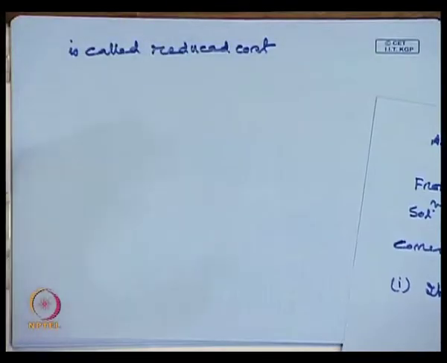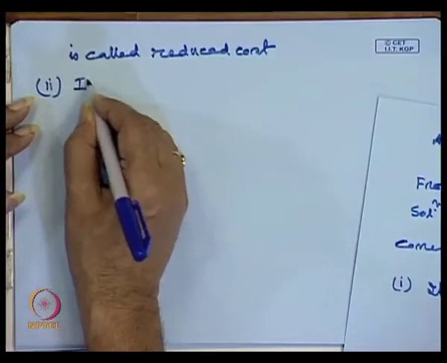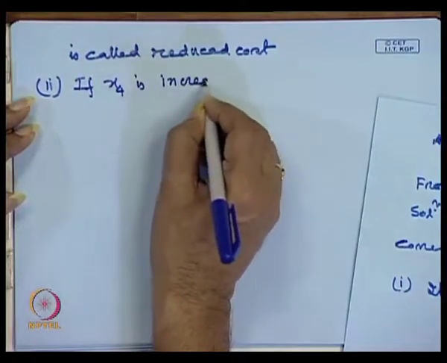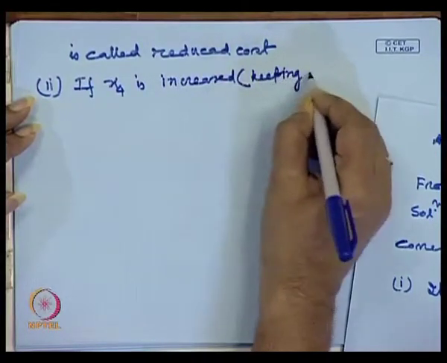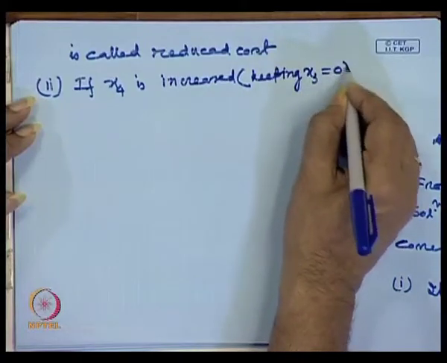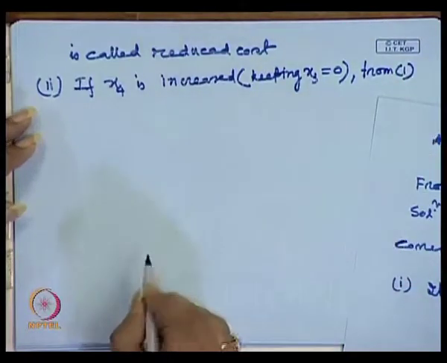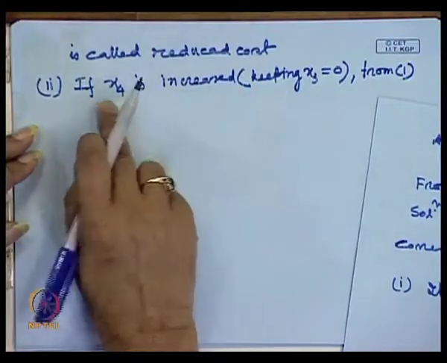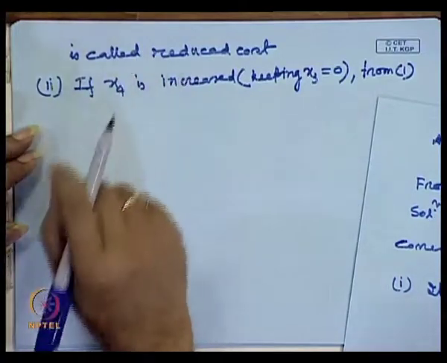So what is the option we are left with? x4. Next is our x4, case 2. If x4 is increased, keeping x3 equal to 0, then similarly from 1 we put the values of x1 and x2. Now I have increased x4, that means x4 is now entering as a basic variable.